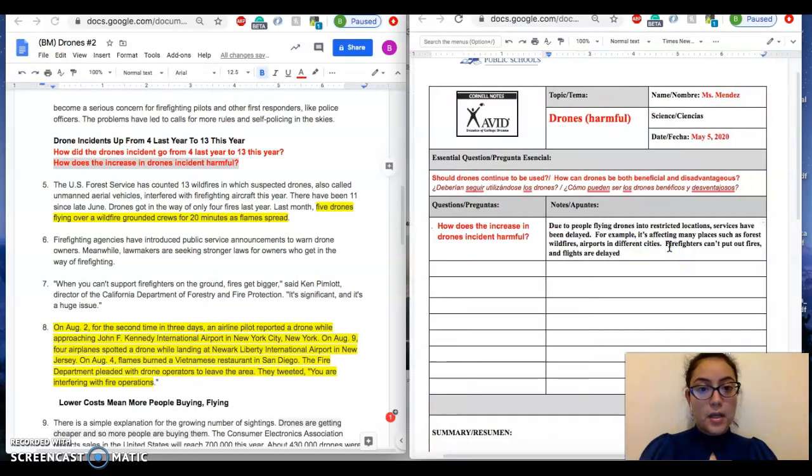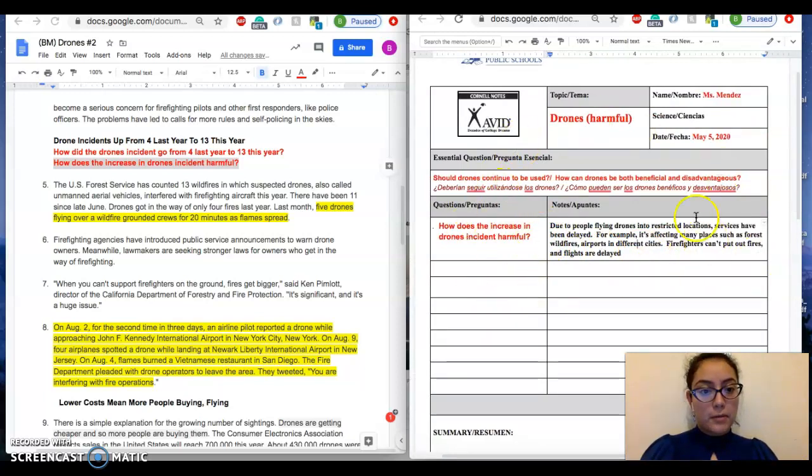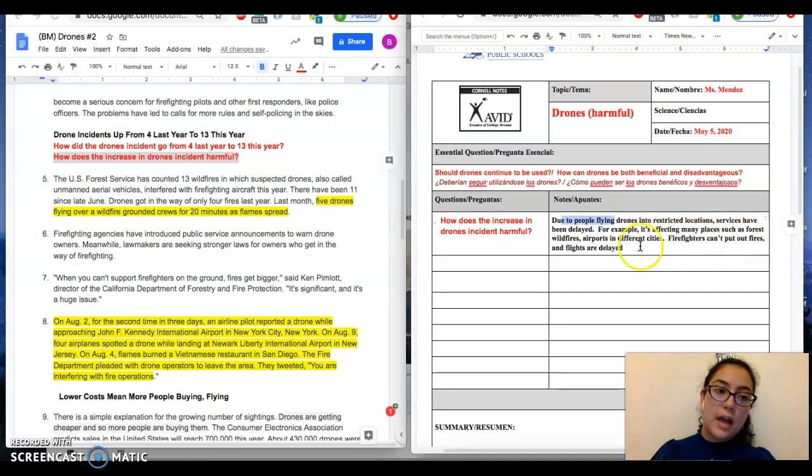Anyways, if you look at my paper right here, you'll see that I summarized the 2 highlighted details in 3 sentences. So how is the increase in drone incidents harmful? Well, due to people flying drones into restricted locations, services have been delayed. For example, it's affecting many places such as forests, wildfires, airports, and different cities. Firefighters cannot put out fires and flights are delayed. So this is affecting different people in different ways.